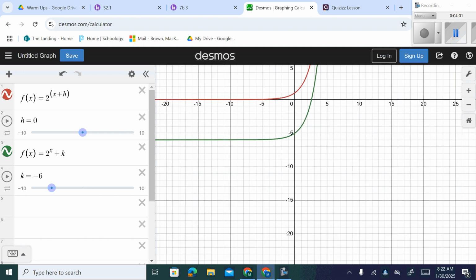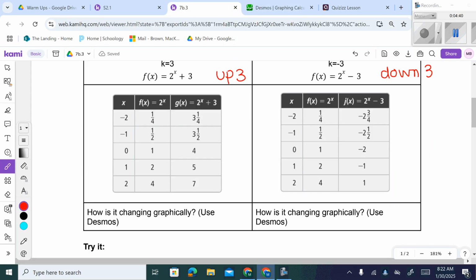Yes, we see how it went down 6? So your k is going to move it up if it's what? Positive. And down if it's... Negative. We feel good about that? All right, cool.